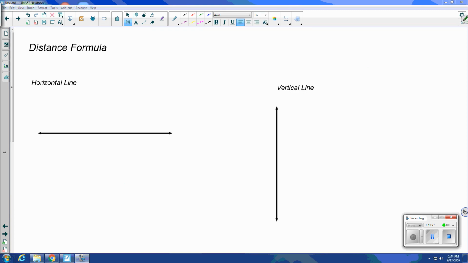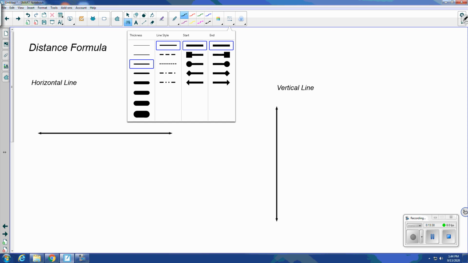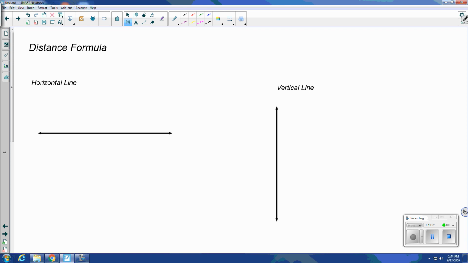Now over to the distance formula. The distance formula is going to tell us the distance between 2 points on a coordinate plane. So this will find distance or length. We'll say distance between 2 points. Or length of segment connecting 2 points.